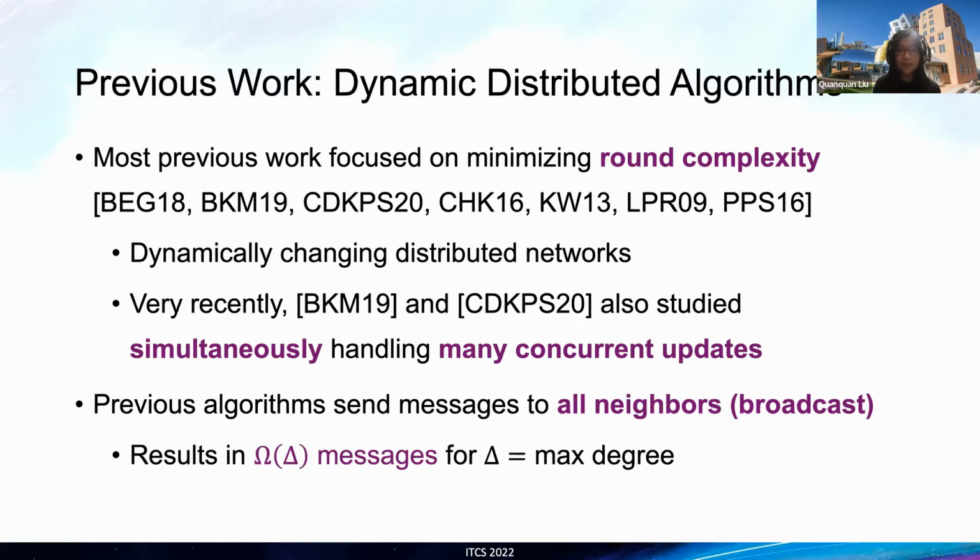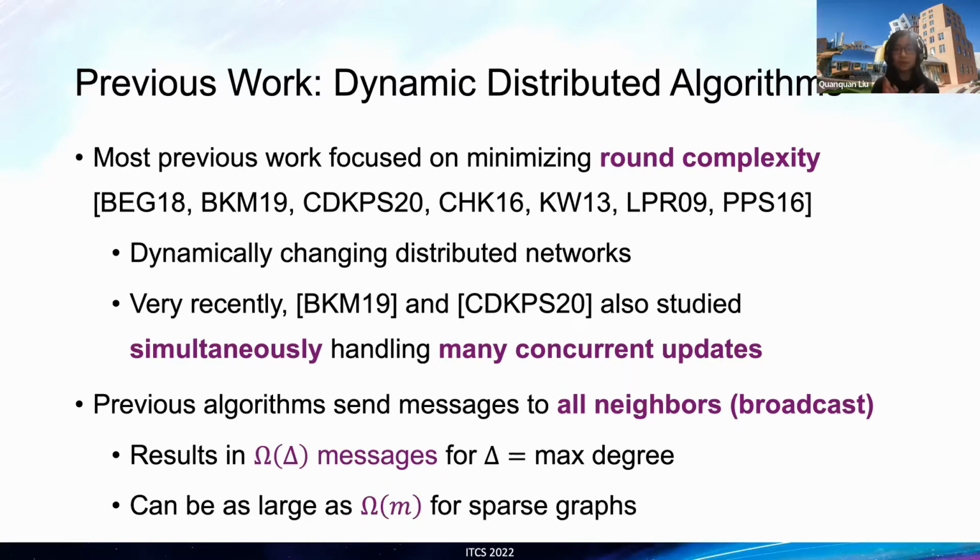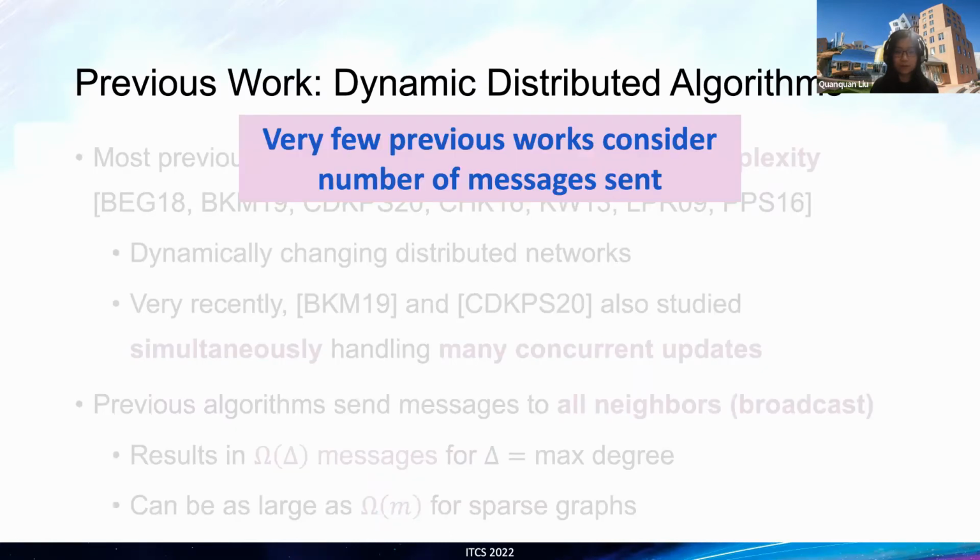However, the algorithms in these works operate by sending messages to all neighbors via broadcasts. This means that the number of messages required by these algorithms is at least omega of delta, where delta is the maximum degree in the graph. This also means that the number of messages sent can be as large as omega of m for sparse graphs. Perhaps surprisingly, very few previous works consider the number of messages sent by the algorithm after dynamic updates as a complexity measure.